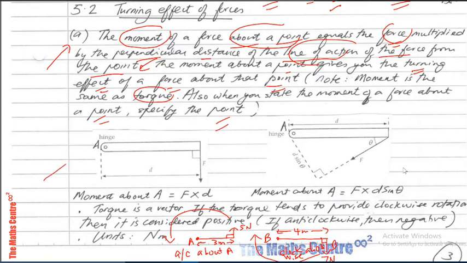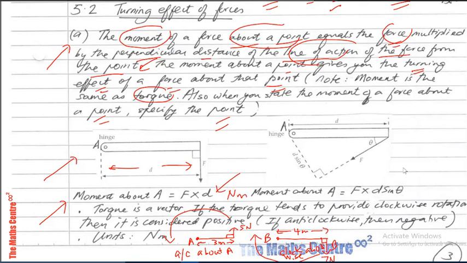So let's look at this picture. We have a force acting, which is F newton, and we are looking at this point A. The moment about A will be the force times this distance D. Note, it is the perpendicular distance of the line of action of the force from the point. This is what they mean. So the moment about A will be F times D. What are the units? Newton meter.